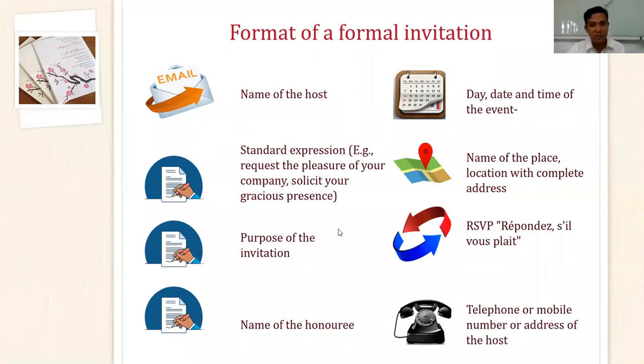Solicit your gracious presence. And then the purpose of the invitation. What is the purpose of the invitation? Is this invitation for a birthday or for what? And then the day, date, and time of the event. So be sure that you write the day, the date, and then the time, so the person that you invite will not be confused. And the next is the name of the place, the location with a complete address.